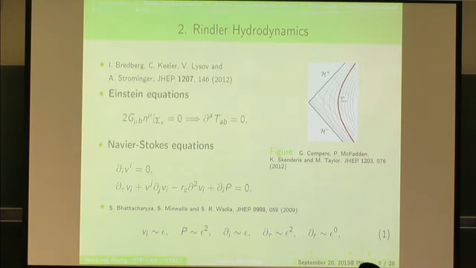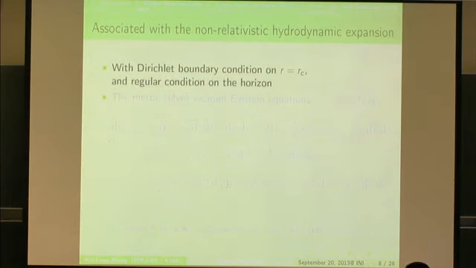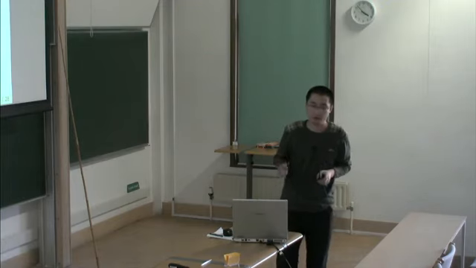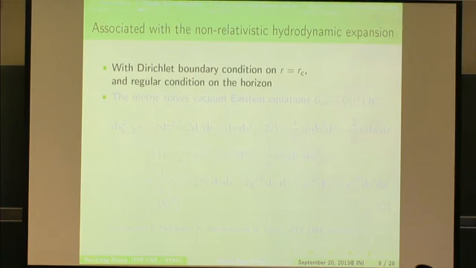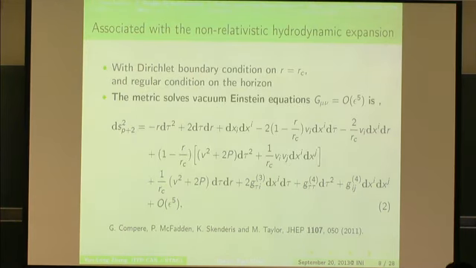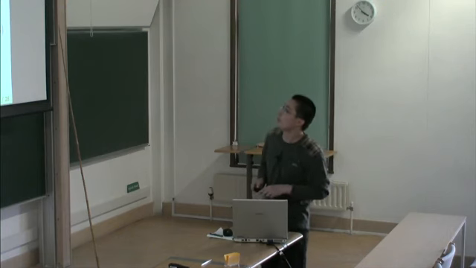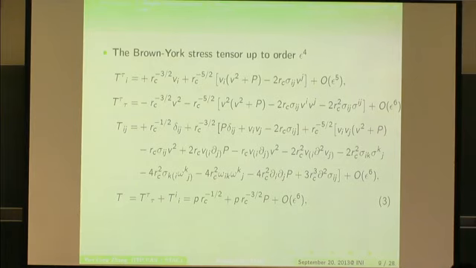Using this extension and imposing boundary conditions, that is the Dirichlet boundary on the cutoff and the regular boundary condition on the horizon, this metric has already been generalized to arbitrary orders, and the terms have been given to fourth order in this paper actually. And the dual stress tensor is just the Brown-York stress tensor on the cutoff surface.